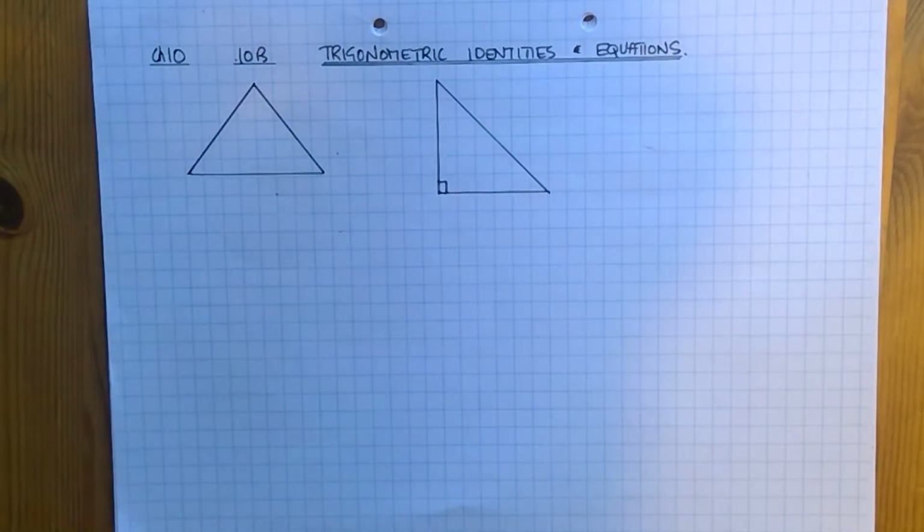Trigonometric identities and equations. This is chapter 10 from the Pearson textbook. This is the learning for exercise 10B.